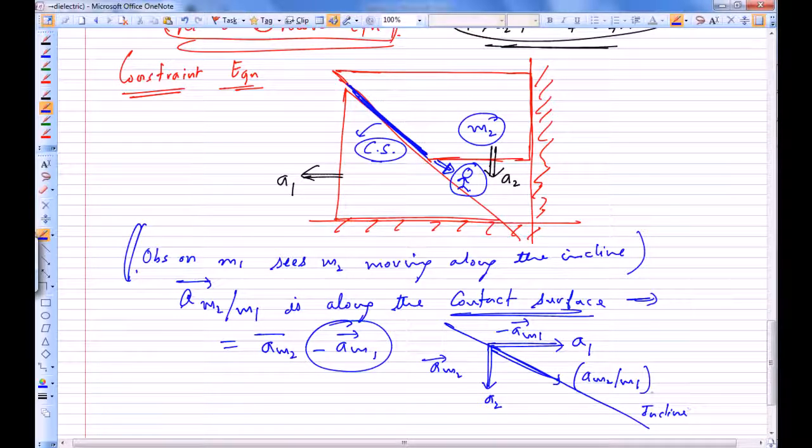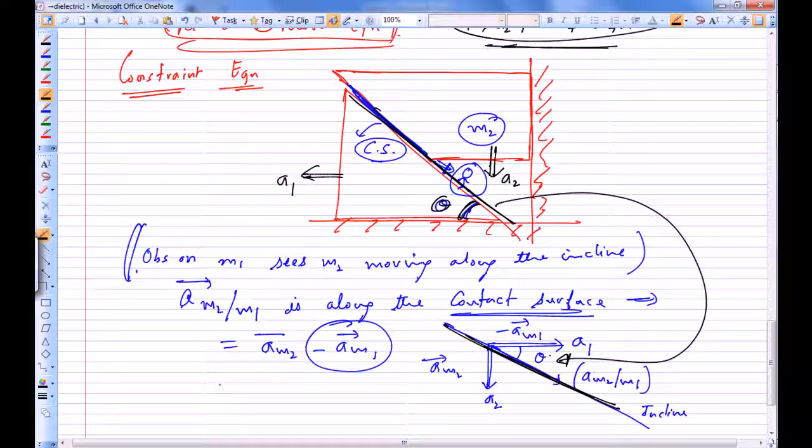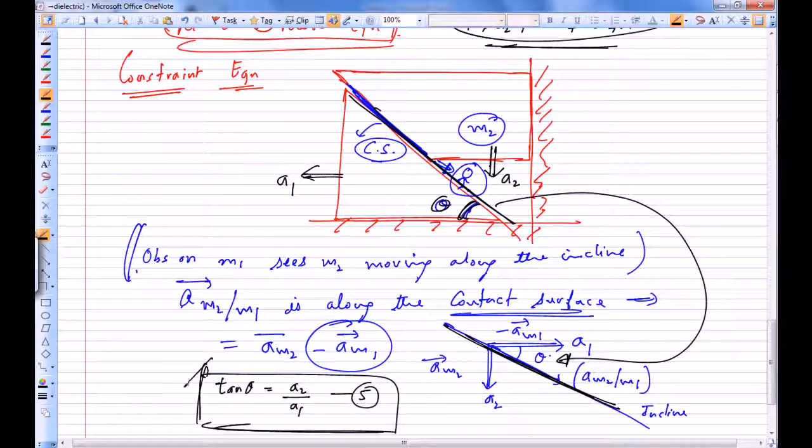Now if this is along the incline, this angle was given to be theta, so this angle should be theta. This angle, let's look at it again. This angle is given to be theta, therefore this angle has to be theta because this line is along the incline. So we can say tan theta is equal to a2 by a1. Now this is your fifth equation. So now we have 5 equations and 5 unknowns. We can solve and get the answer.